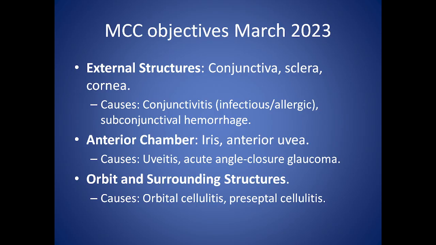Also, the anterior chamber can be involved, which is the iris or anterior uvea, in this case uveitis or acute angle closure glaucoma, or it can involve the orbit or surrounding structures, which could be orbital cellulitis or periseptal cellulitis.